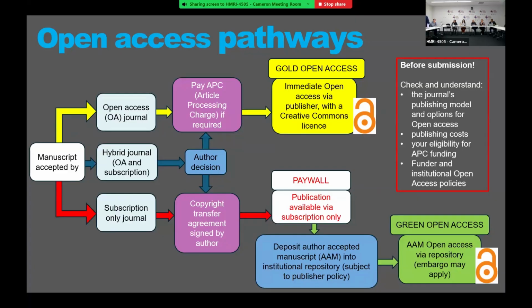So the top one there is paying the APC and making it gold open access, which is immediate open access for a publisher. The middle one is the hybrid, and the bottom one is subscription, which you can then, as we've just discussed, place an author accepted manuscript into the repository if it's allowed by the publisher, which then does what we call green open access.